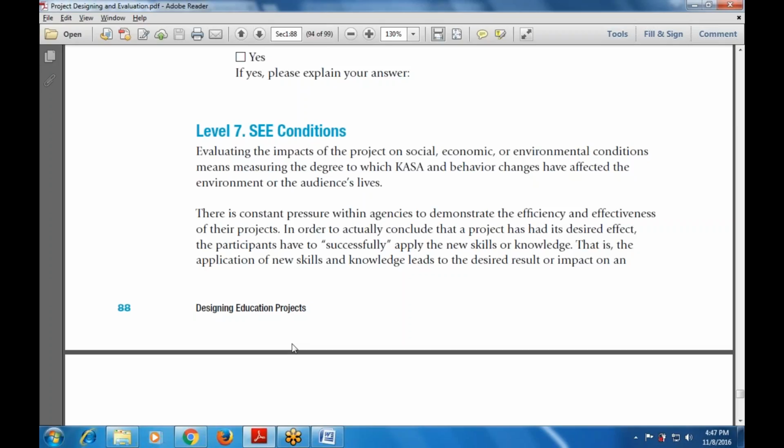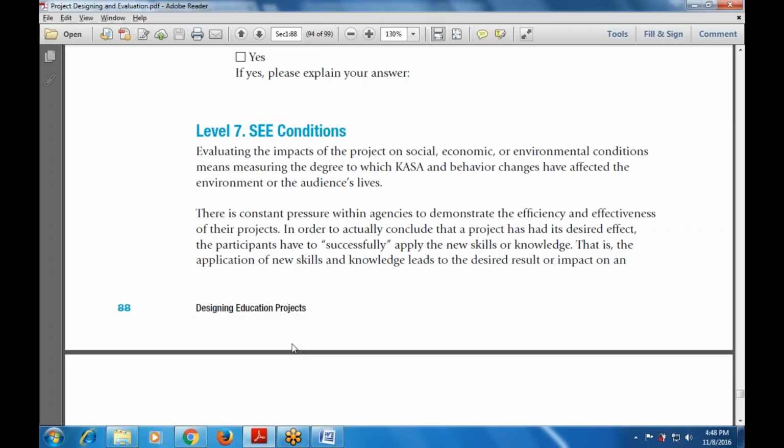And there is constant pressure within the agencies to demonstrate the efficiency and the effectiveness of their project. What is the efficiency of the project? What is the effectiveness of the project? In order to conclude that a project has had its desired effect, the participants have to successfully apply the new skills or knowledge. The application of the new skills, knowledge and attitude leads to the desired result or impact.